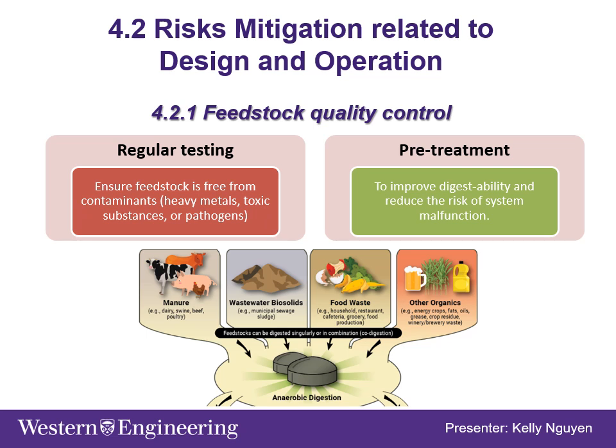In terms of design and operation, there are several strategies to mitigate the risk of an anaerobic digestion system. Regarding the input material, we need to control the quality of feedstock by performing regular testing. Testing can help to identify contaminants such as heavy metals, toxic substances, or pathogens present. Contaminants disrupt the microbial activity necessary for effective digestion, leading to reduced biogas production or even system failure or malfunction.